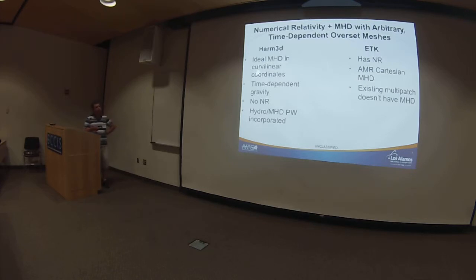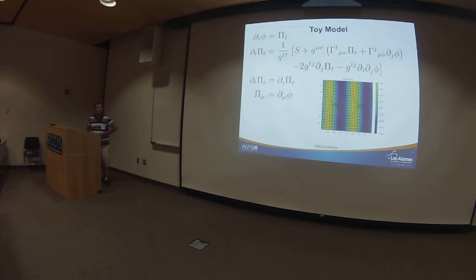So HarmNR works in ideal MHD in the 4 metric. It has time-dependent gravity and time-dependent coordinate systems that can handle all of that. The only thing it was missing was basically numerical relativity and coupling patchwork to numerical relativity. And then the Einstein Toolkit was missing either patchwork, if you want completely generic meshes, or was missing MHD.